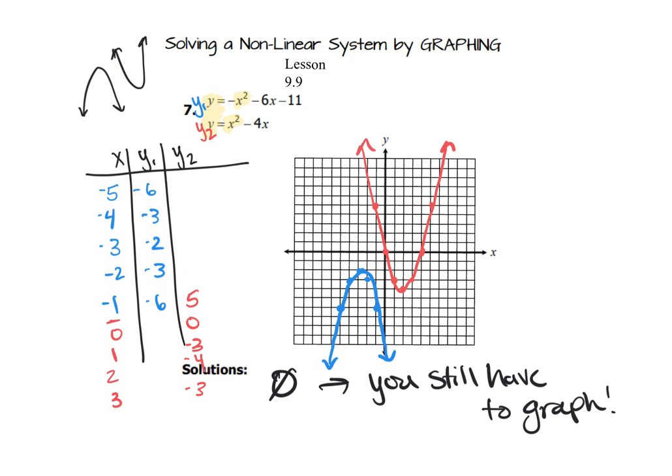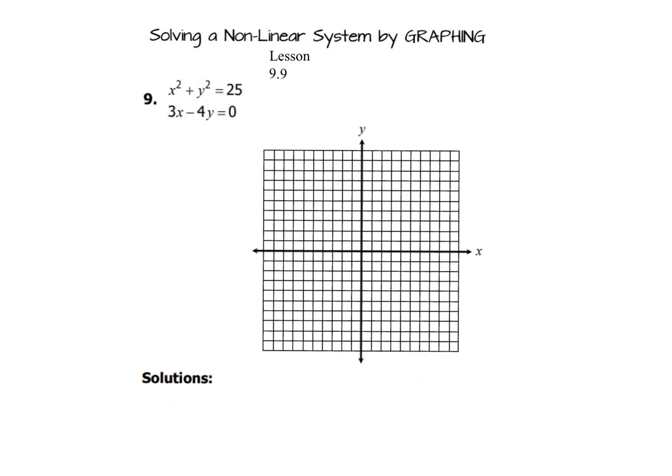Okay, there is no point of intersection, so there is no solution, but we still graphed it to prove it. Okay, our last example will be number 9. All right, guys, now this one will be a little bit different. We don't have any parabolas here.